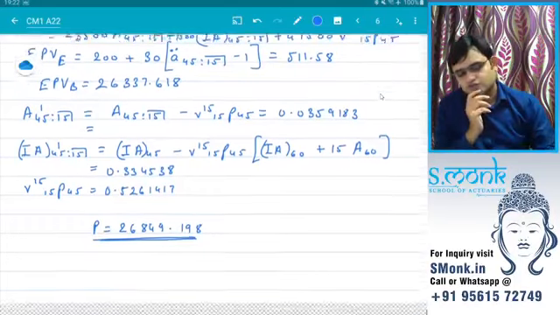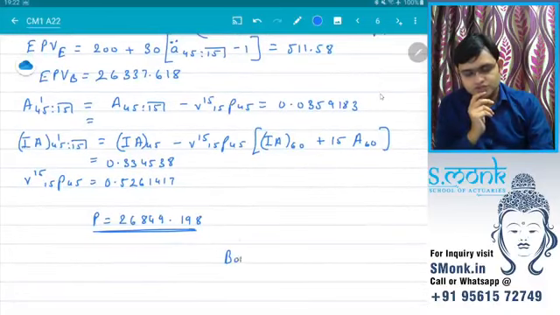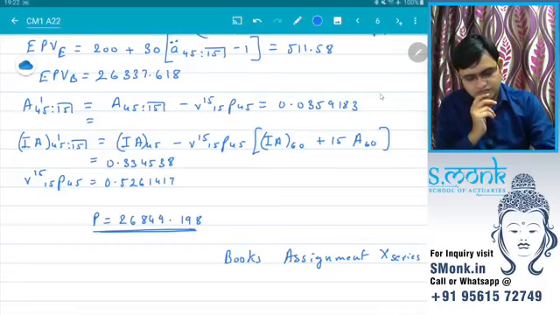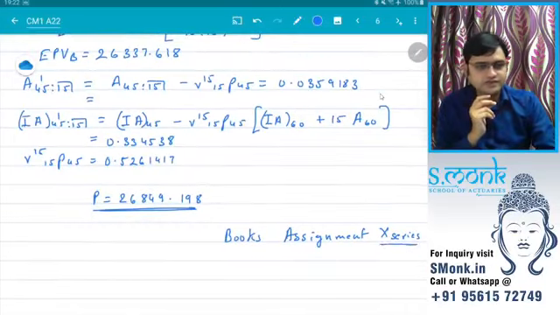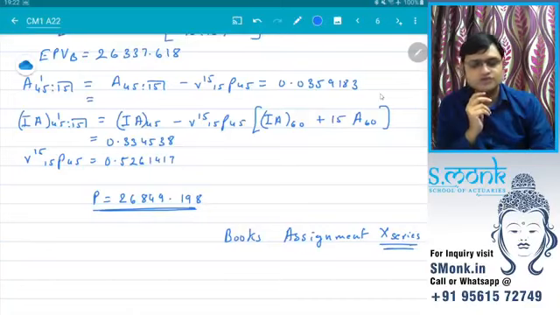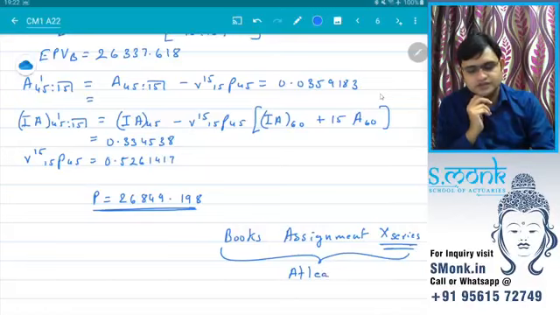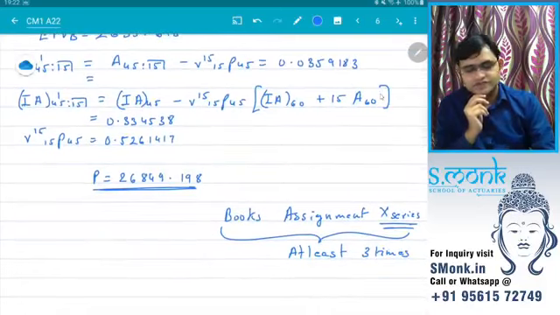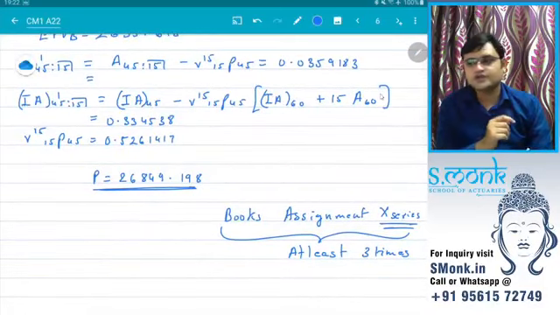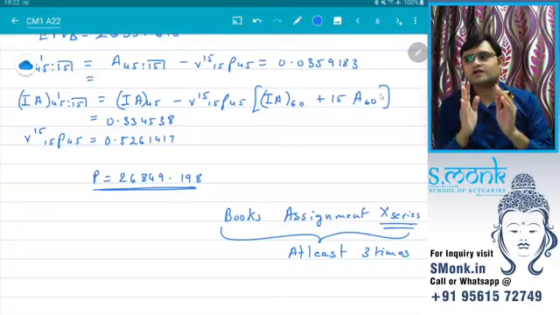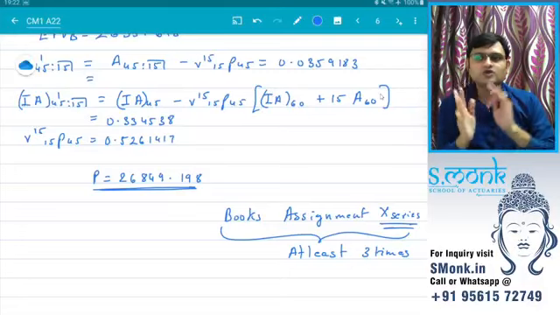Okay. So I have talked about this before. Book questions, then assignment, and then X series. Okay. X series, that is behind the book. This is how you should be practicing, and all of this should be done at least 3 times. At least once should be on Word as well, right? Now I'm hoping that you have mastered how to type in Word.